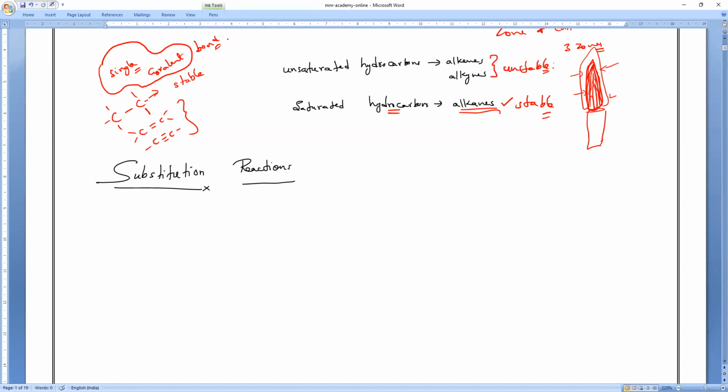Saturated hydrocarbon. Okay. So now, what are substitution reactions? Note this reason. I know nobody among you knows, so note that. Okay. So now, substitution reaction, write it.